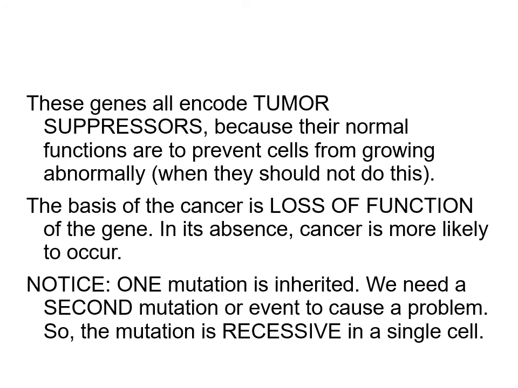Okay, so they're called tumor suppressors because their normal role is to prevent cells from growing abnormally. So the basis of the cancer is loss of function, in that the protein is not able to carry out this function as it used to. So we need a second mutation to cause this to really be a problem, because they are in fact recessive as single cells, but they do become homozygous during development or during the life of the person.